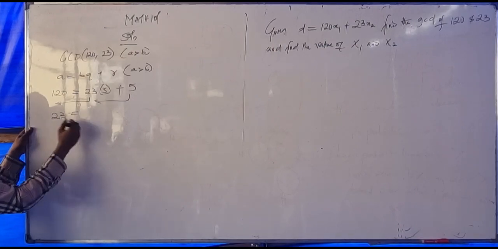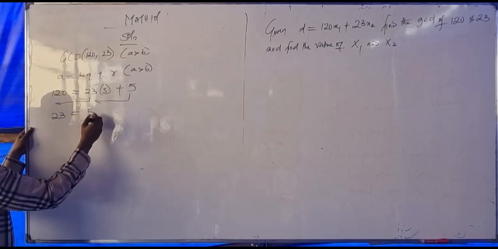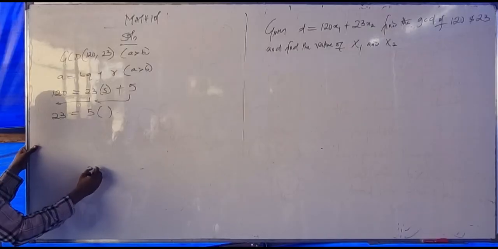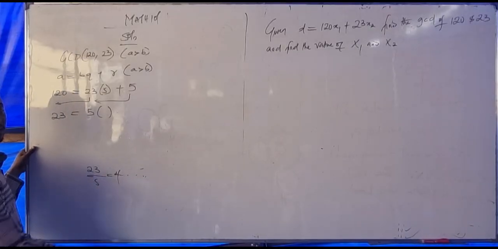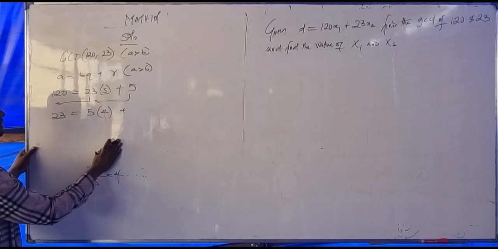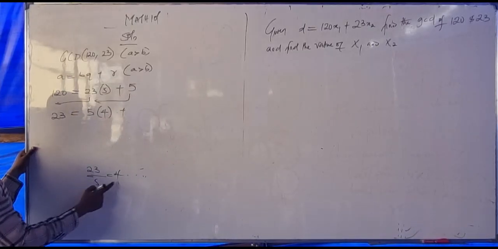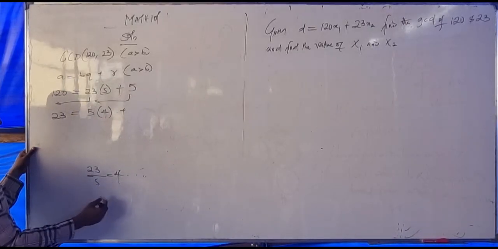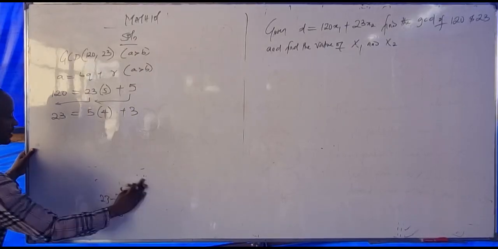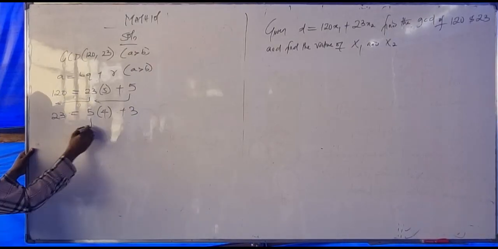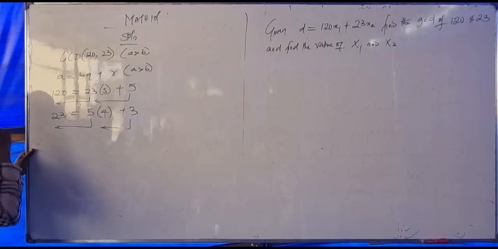When you extend, 23 equals what? What do you think will be the quotient here? 23 over 5 gives us 4 point something, so we have 4. Remember, 5 times 4 is 20, and 23 minus 20 is 3. So what do we do again? We have to extend. Are you following?